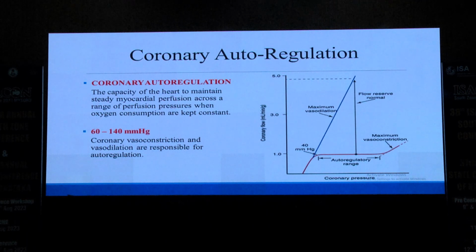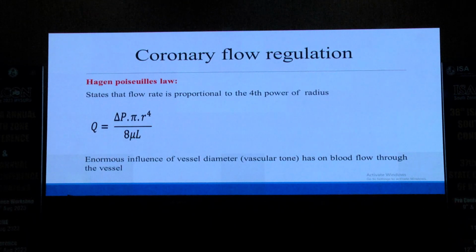The muscle tissue most commonly affected is the endocardium, because of its increased exposure to the intramural pressures during ventricular contraction, and it is mainly supplied during diastole. The coronary flow regulation mainly follows Hagen-Poiseuille's law, which states that flow is directly proportional to the fourth power of the radius, which indicates that the vessel diameter or the vascular tone has an enormous effect on the blood flow through the coronary vessels.